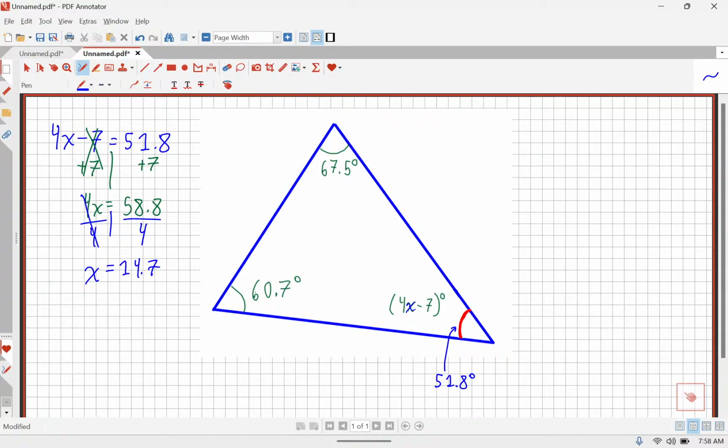14.7. How many of us were able to get that that angle was 51.8? Beautiful. Keep your hand raised if you also got that x was equal to 14.7. Look, that's most of us. I like that. Very good.